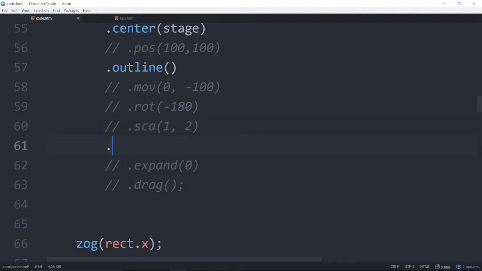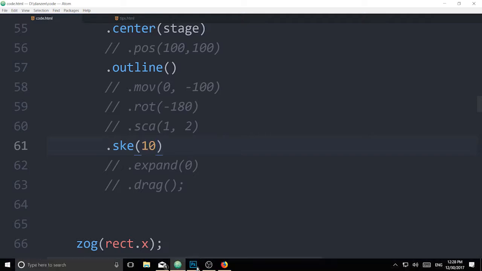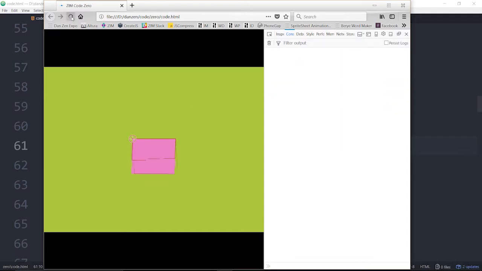And let's, there's skew. So skew looks like this, dot sk, or ske. Skew, and the same, well, actually, I can't remember. I think this just does skew in the one direction in the x. So let's see what that does. Yeah, it's quite common that you just want to skew in one direction. It really gets weird looking if you start skewing in two directions.